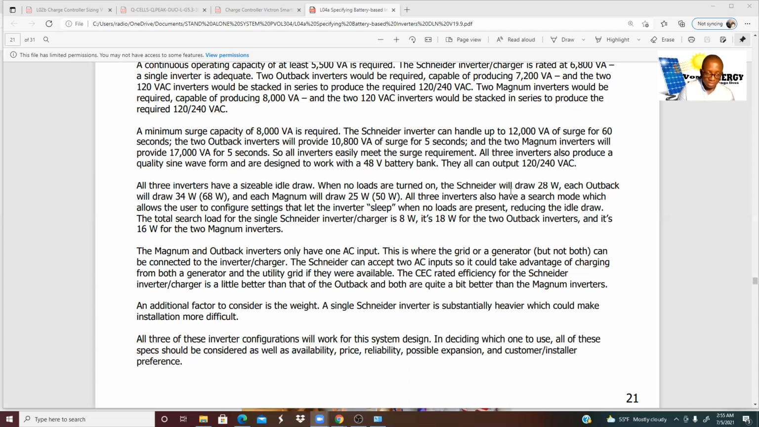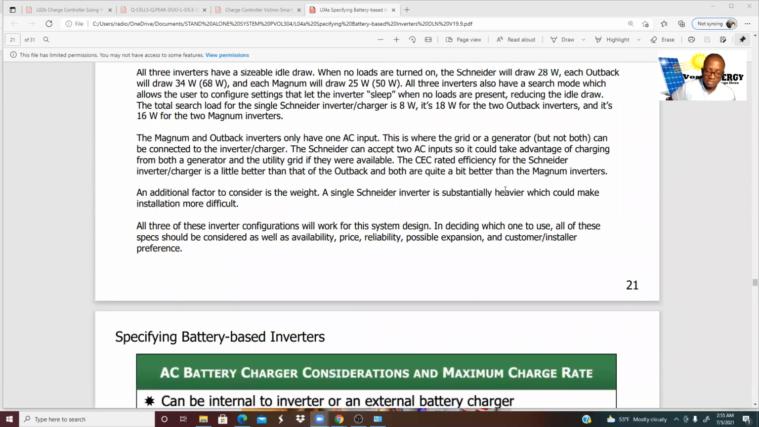An additional factor to consider is the weight. A single Schneider inverter is substantially heavier, which could make installation more difficult. All three of these inverter configurations will work for this system design. In deciding which one to use, all of these specifics should be considered as well as available price, reliability, possible expansions, and customer installation preferences.